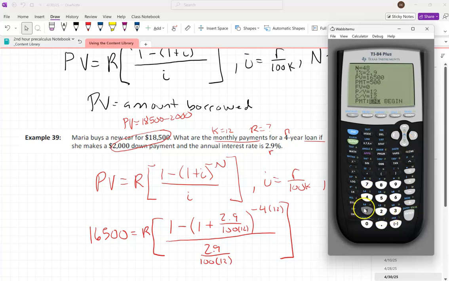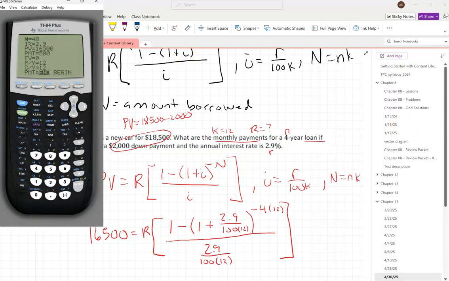12 compounds per year and 12 payments per year. Those are almost always going to be the same. Oops.